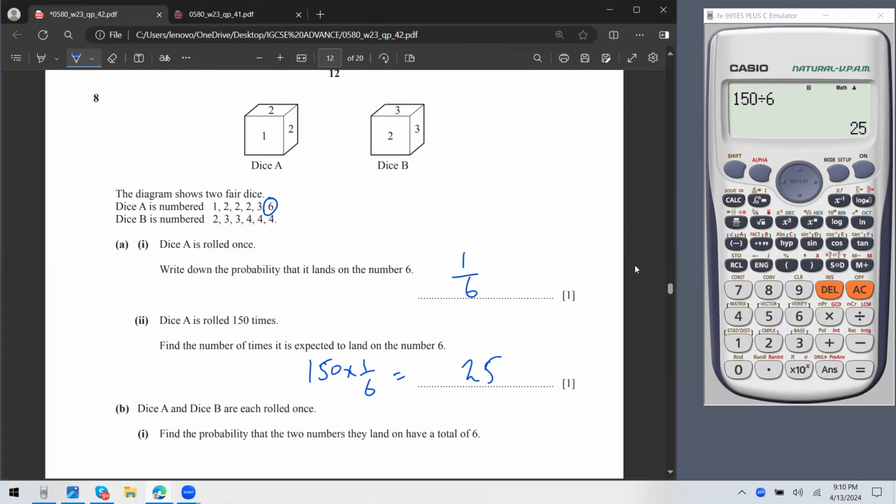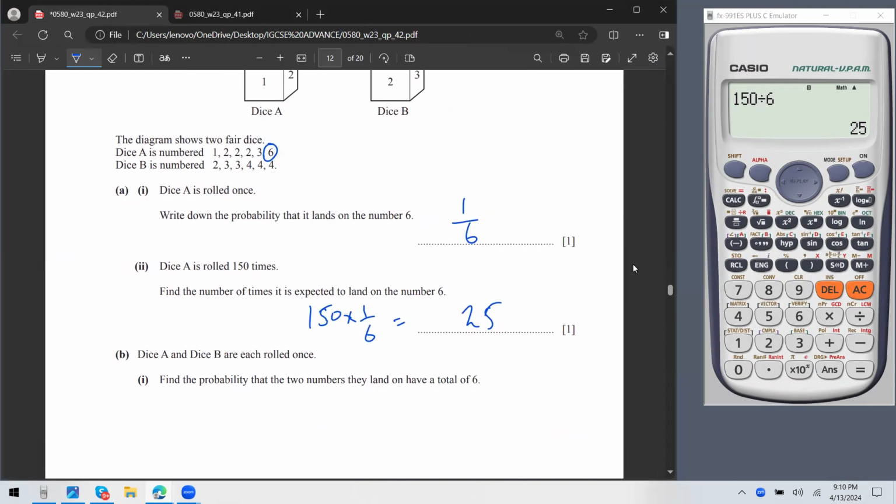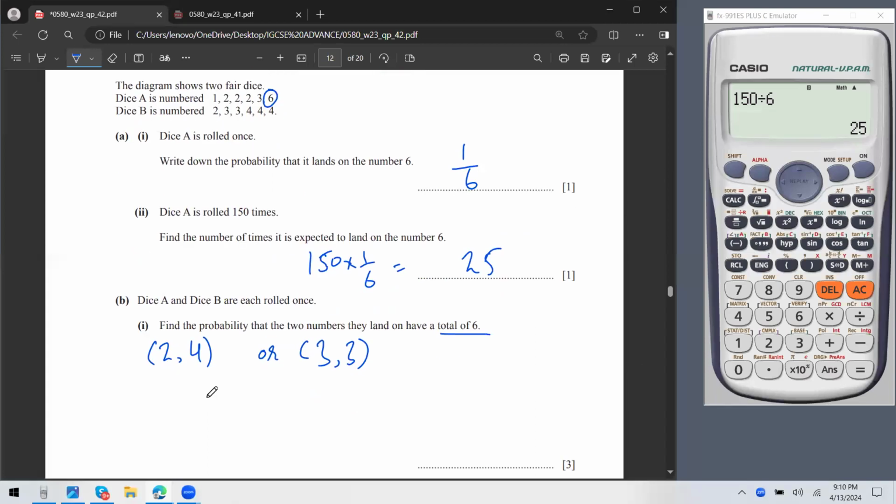Any questions so far? Dice A and dice B are each rolled once. Find the probability that the two numbers they land on have a total of 6. A total of 6. So let's make the combinations. If the first dice is 2, then the second dice must be 4 to make 6. If the first dice is 3, then the second dice should also be 3. And there is no other possibility. First one doesn't have a 4, so there is no other possibility.